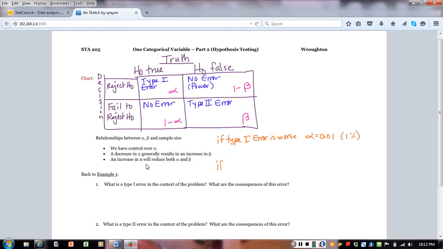If you find out that a type 2 error seems to be worse, that means I want beta to be small. Well, beta is not something I control, so what can I do? If I want to make beta smaller, I'm going to have to increase my alpha. So a larger alpha will give me a smaller beta. Generally 10% is about the highest we see for a significance level.